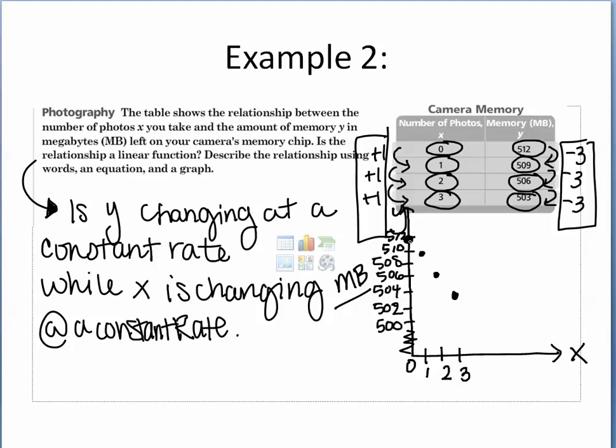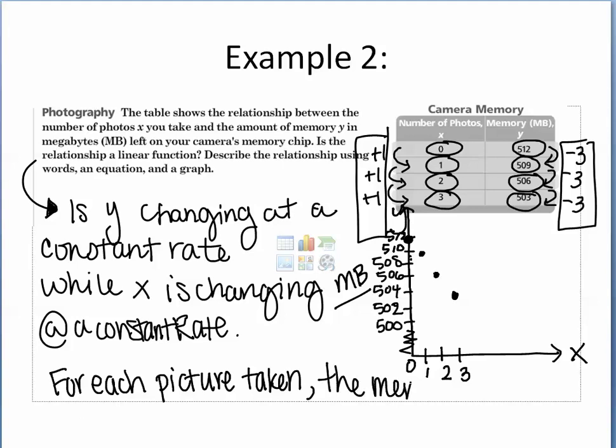So you see that as it's going down, 3 megabytes for every 1 picture. Down 3 megabytes for every 1 picture. So it's consistent. So how would we relate this in words? For each picture taken, the memory goes down 3 megabytes. So that's words.